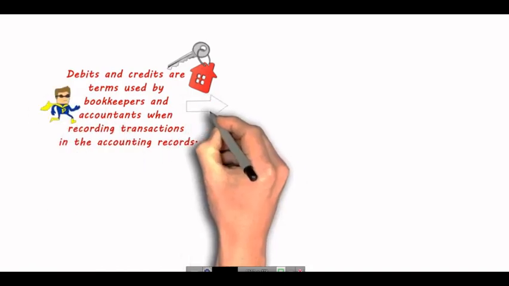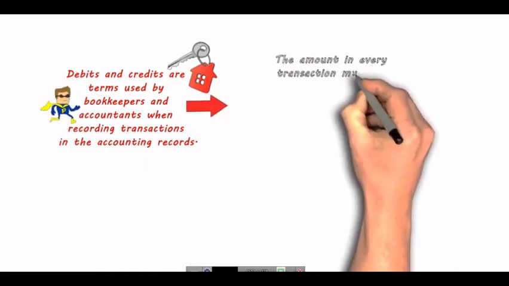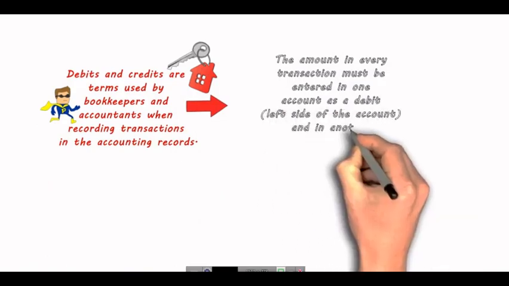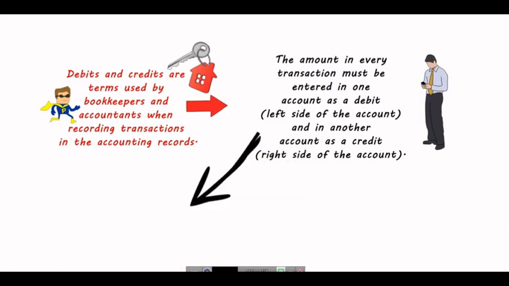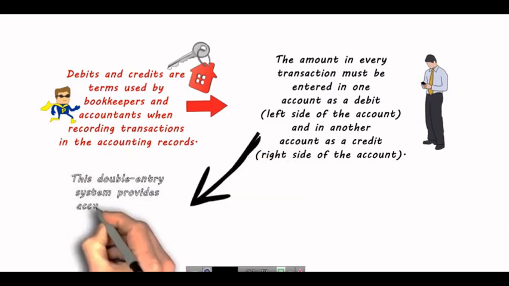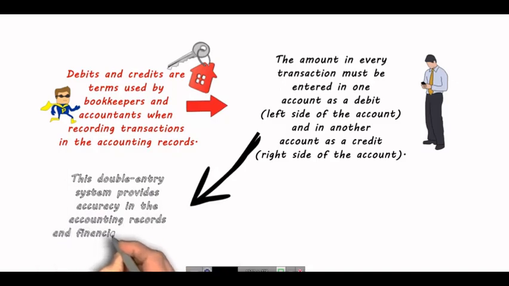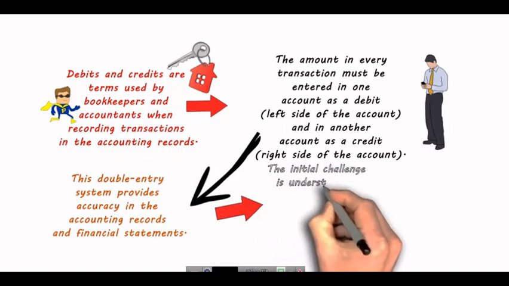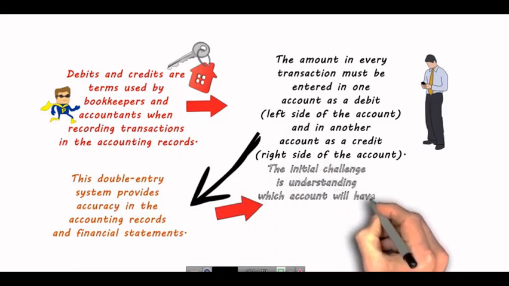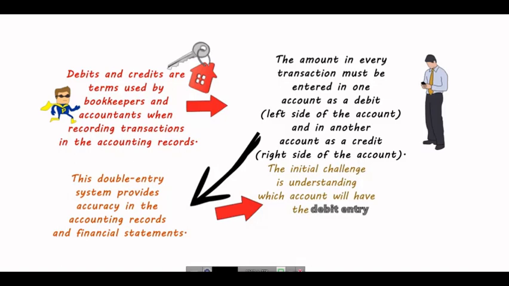The amount in every transaction must be entered in one account as a debit, left side of the account, and in another account as a credit, right side of the account. This double-entry system provides accuracy in the accounting records and financial statements. The initial challenge is understanding which account will have the debit entry and which account will have the credit entry.